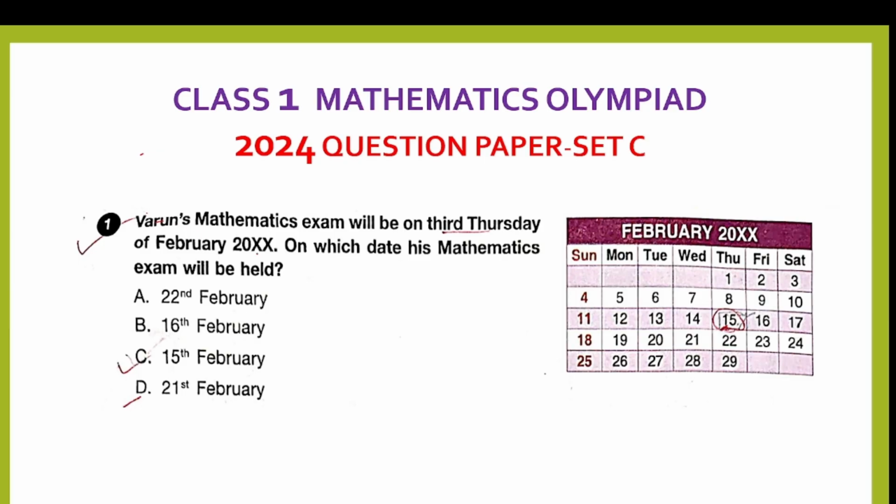Varun's mathematics exam will be on the 3rd Thursday of February 2000. On which date will his mathematics exam be held? We have been given the month February, and here is the Thursday. Let's find the first Thursday, second Thursday, and this is the third Thursday. So Varun's exam is on which date? That is 15 February. So the answer for this question is option C.